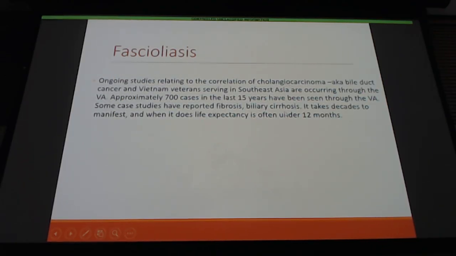The only thing I need you to know on this slide is that folks from Vietnam, serving in Southeast Asia, have found in the VA a correlation of cholangiocarcinoma, because on average, what do these guys like to live? In the bile duct, right? So they found that association causing these guys cholangiocarcinoma. That's really what I need you to know from this slide.